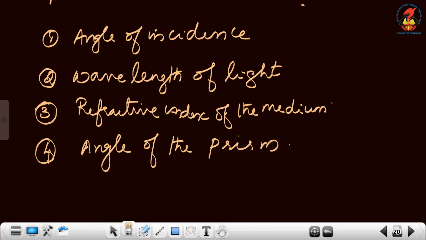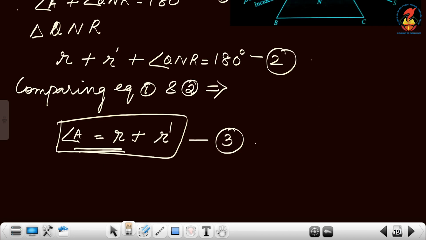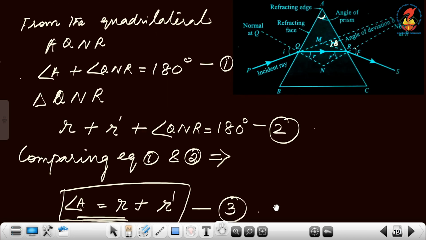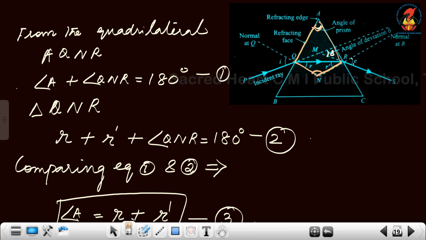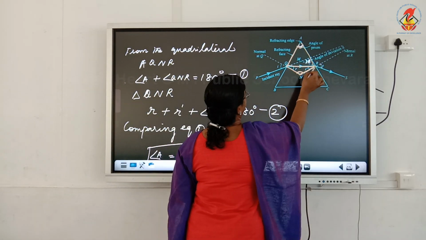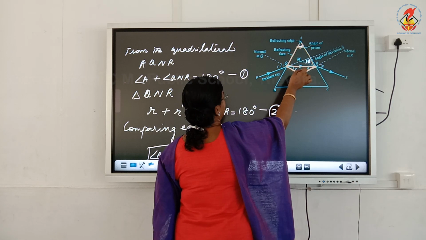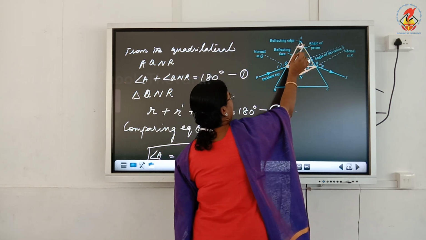So let us just rewind what all steps we used. First, we consider the quadrilateral A, Q, N, R, and from there we wrote angle A plus angle Q, N, R is equal to 180 degree, opposite angles. Then we took the triangle Q, R, N, and we got R plus R dash is equal to, and we compared and we got R plus R dash is equal to angle A.